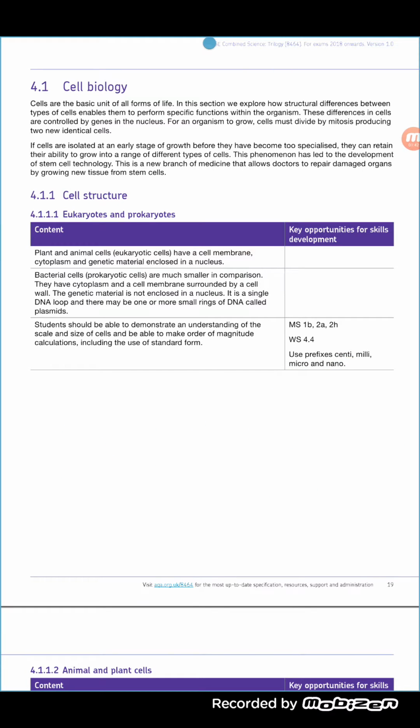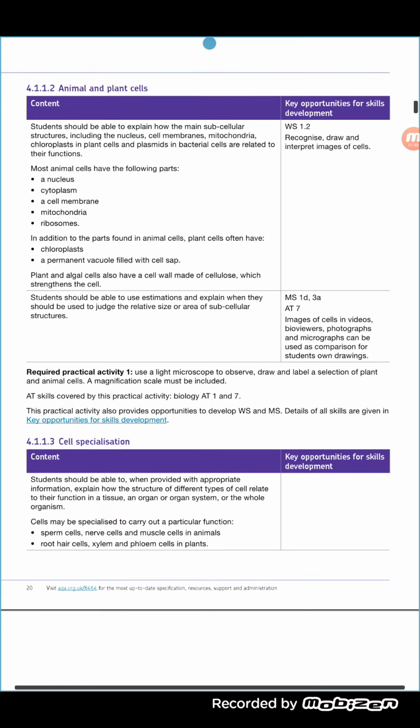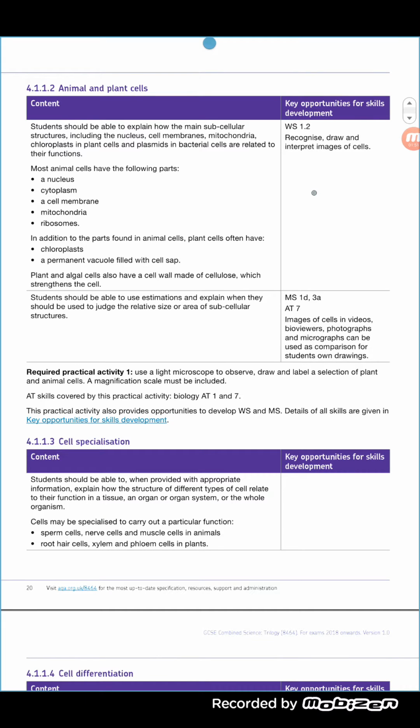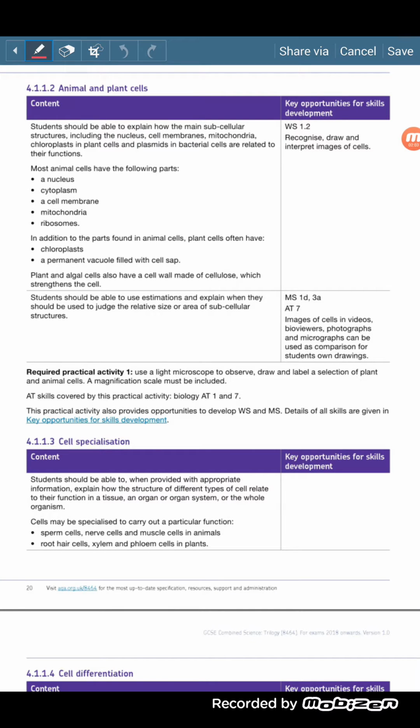Okay, now moving forward, we go into more details about cells, and you can see here that we have animal and plant cells. We have the list of the organelles that we need to know. And this is really helpful because it tells you which organelles are in each of the cells. So for example, in animal cells, we have the 5 organelles that we need to know about. And then we see that there's an extra 3 organelles for plant cells. It talks about the required practical activity, which is using a light microscope to observe and label cells, which you remember that we did.